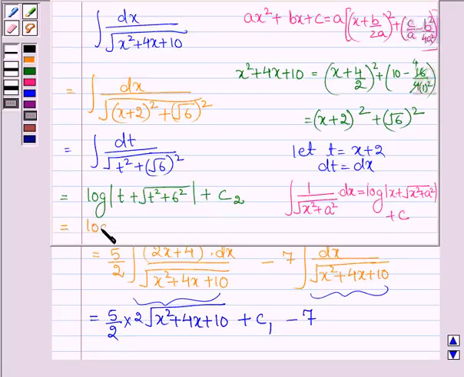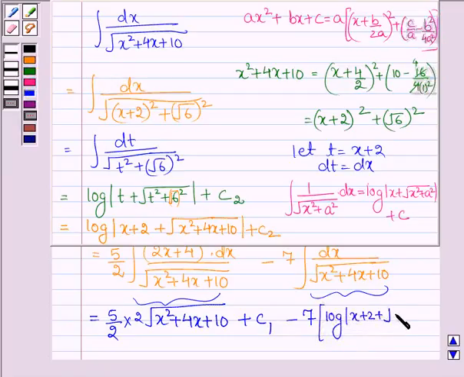So it can further be written as log of t, which is x + 2, plus root over (t² + 6 square), which is (x + 2) whole square plus (root 6) whole square. And sorry, here also we have root 6 square. Therefore, here we can write it as x² + 4x + 10, since x² + 4x + 10 is equal to (x + 2) whole square plus (root 6) whole square, plus a constant c2. So here we can write that log mod of (x + 2) plus root over (x² + 4x + 10) plus a constant c2.